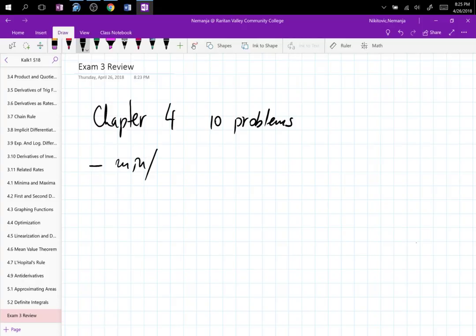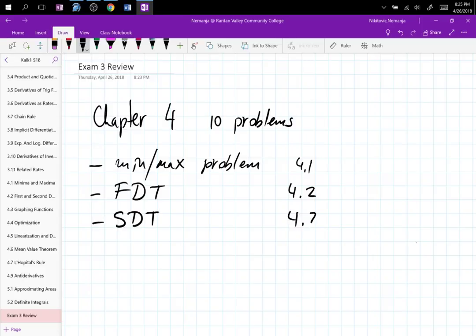So, min-max problem. This is 4.1. First derivative test, which is in 4.2. Second derivative test, 4.2 as well. Now remember what the conclusions are. It's not just do the problem and walk away. Please go back in notes and note that I circled the answer, which was clearly stating the intervals for increase and decrease and so on, not just pictures.